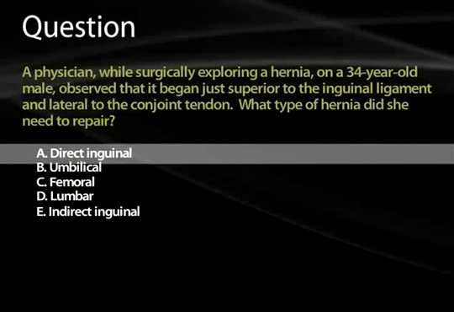Oftentimes, they'll discuss the inguinal ligament, and it has to be above it to be an inguinal hernia, and if it's below it, it would be a femoral hernia. If it is a lumbar hernia, it would be posterior abdominal wall, and indirect and direct are the only two that you have to choose from. In this case, the conjoint tendon was labeled. Oftentimes, they will discuss the inferior epigastric vessels, but I think the conjoint is also a useful structure for you to have an awareness of where that is, and we'll see where that is in a few moments.